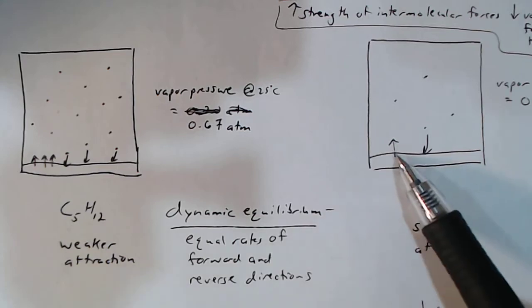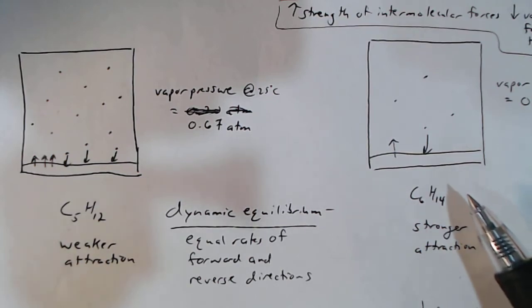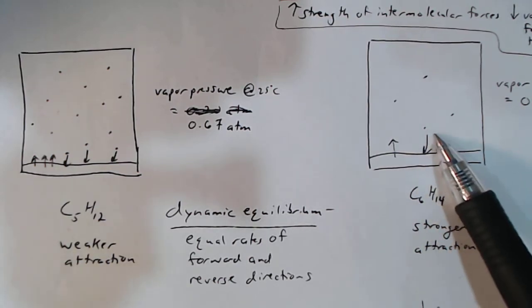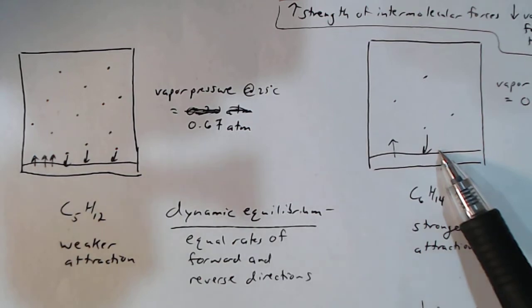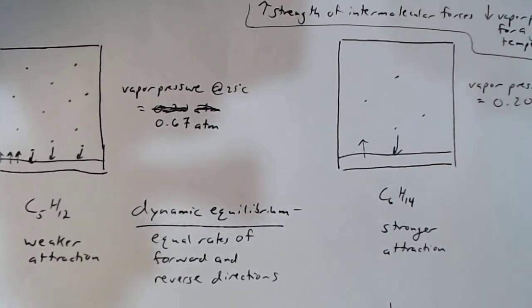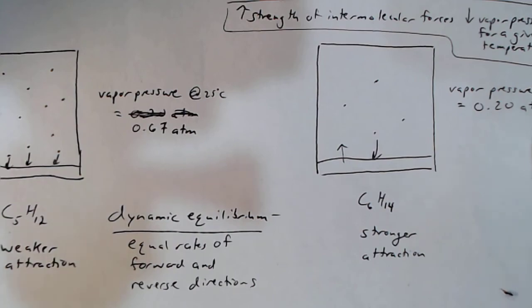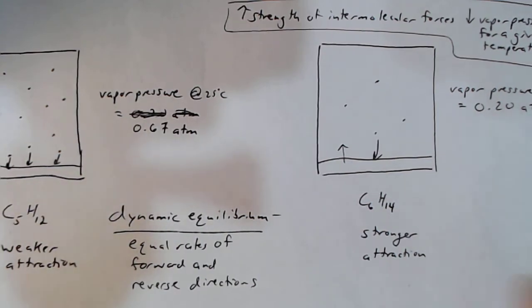And so because there's maybe only one of these molecules vaporizing in a given moment, in order to reach that equilibrium, there needs to be only one condensation in a given moment. And so that equilibrium can be achieved at a much lower number of particles up in the vapor phase, at a much lower vapor pressure.